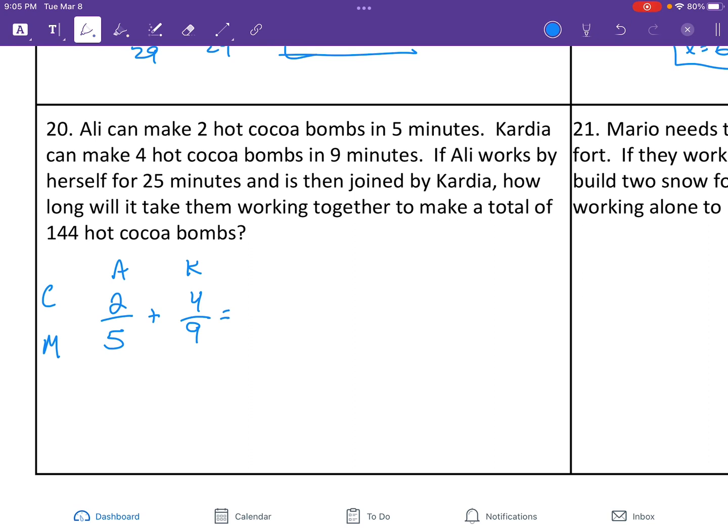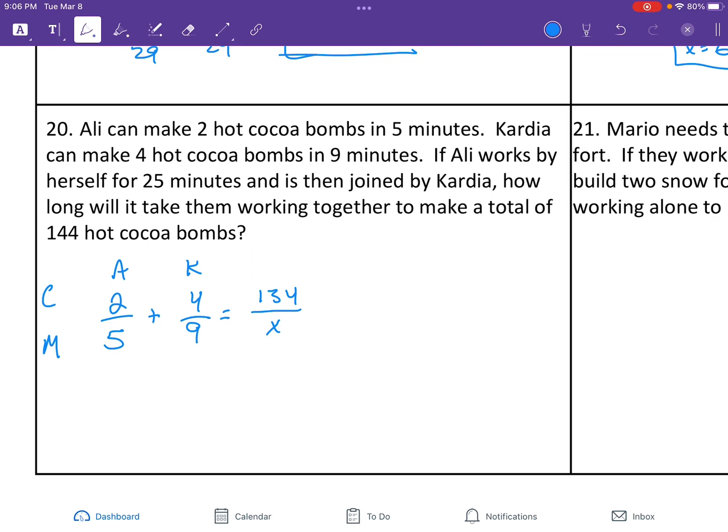Okay. Well, if Allie makes 2 cocoa bombs every 5 minutes, how many cocoa bombs will she make after 25 minutes? Well, 5 times 5 is 25, so we're going to use that same number, 5 times 2, to give us 10. So in 25 minutes, Allie can make 10 cocoa bombs on her own before Cardia helps her. Then Cardia's going to help her make only 134 cocoa bombs because Allie's already made 10. I don't know how many minutes it's going to take.